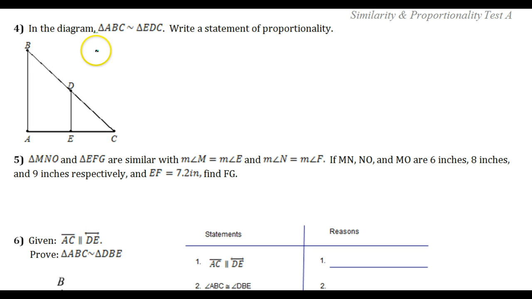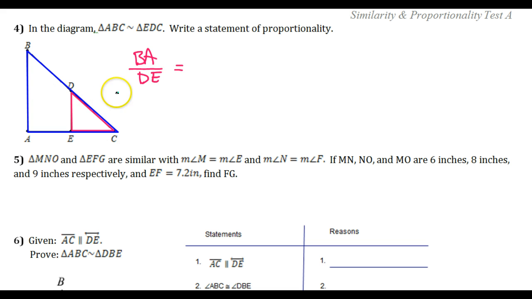Okay, for number 4, we are given that the outer triangle is similar to the inner triangle. We're just asked to write a statement of proportionality. Alright, so that's where we just sort of match up corresponding sides and make fractions out of them. So for example, let's start with the vertical piece. So I'll go big over small here. So I could say BA over DE, because those are corresponding.